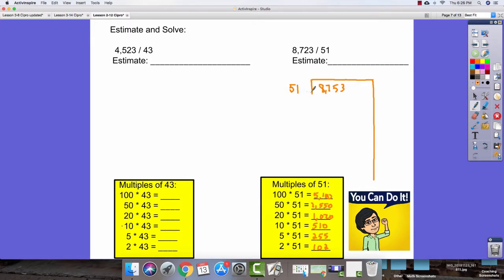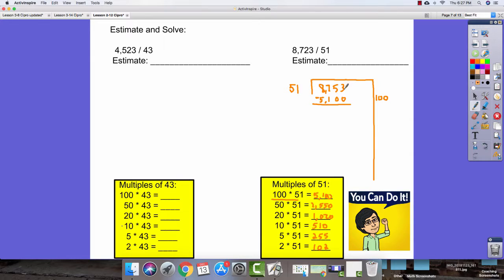So then let's use this to help us know what kind of good chunks we can take out of our dividend here. Well, I'm going to go all the way up to 100, okay? Because I can take 5,100 out of here. So I'm going to do 51 times 100. I'm going to put my 100 over here. That's my first partial quotient. So 100 times 51 is 5,100. So I can take a nice large chunk of that 8,000 away.